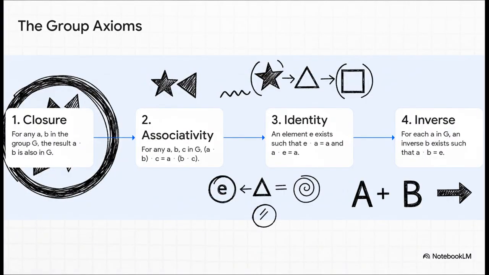Everything, and I mean everything, about a group comes from just these four simple rules, or axioms. We just talked about the first one, closure. The second is associativity. All this means is that if you're combining three things, it doesn't matter which pair you combine first. The parentheses can move around. Third, you have to have an identity element. This is like the do-nothing element. You combine it with anything else, and that thing stays exactly the same. And fourth, every single element needs an inverse. This is basically an undo button. For any element you pick, there's another one that brings you right back to the identity. That's it. If a set and an operation satisfy these four rules, congratulations, you've got yourself a group.